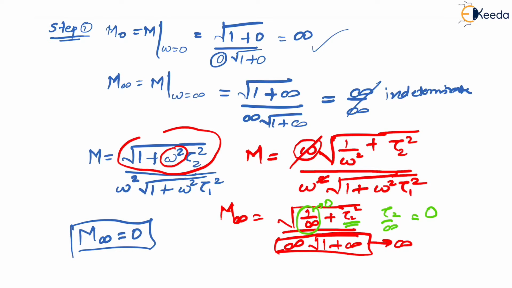Yes. Now if you remember, I told you that we can apply the next steps when M0 is greater than M infinity. Again, M0 is infinite and M infinity is going to be 0, which means this criterion of M0 greater than M infinity has been satisfied, which means the next steps can be applied. Now step 2 is to find the phase, that is phi 0 and phi of infinity.